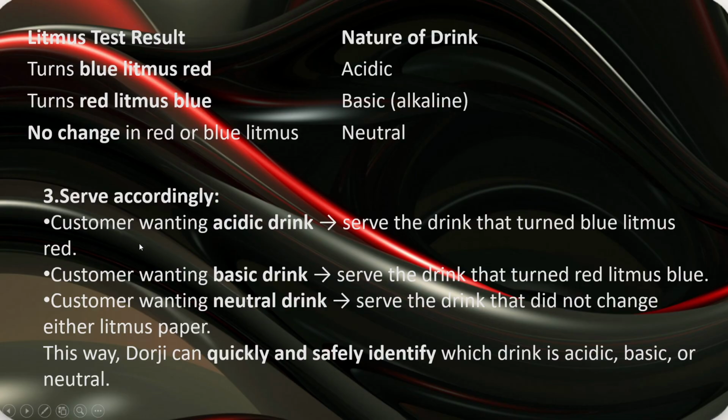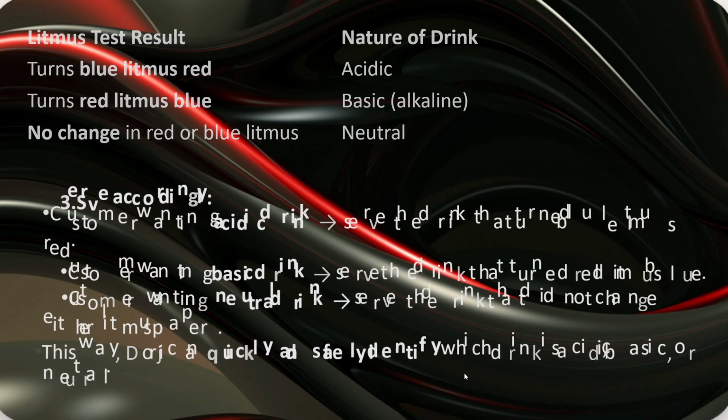Third: serve accordingly. Customer wanting an acidic drink, serve the drink that turns blue litmus red. Customer wanting a basic drink, serve the drink that turns red litmus blue. Customer wanting a neutral drink, serve the drink that did not change either litmus paper. This way, Dorji can quickly and safely identify which drink is acidic, basic, or neutral.